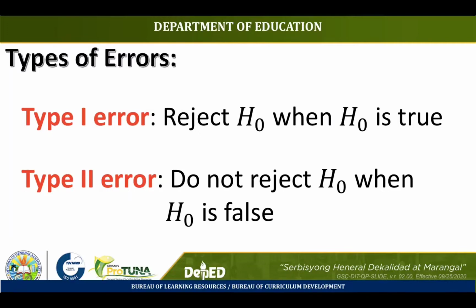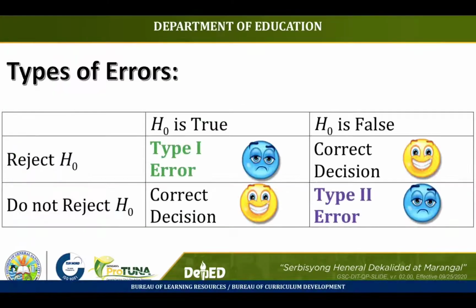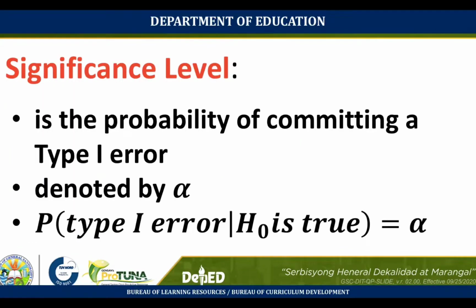There are two types of errors. Type 1 error: reject the null hypothesis when the null hypothesis is true. Type 2 error: do not reject the null hypothesis when the null hypothesis is false. Significance level is the probability of committing a type 1 error. It is denoted by alpha.